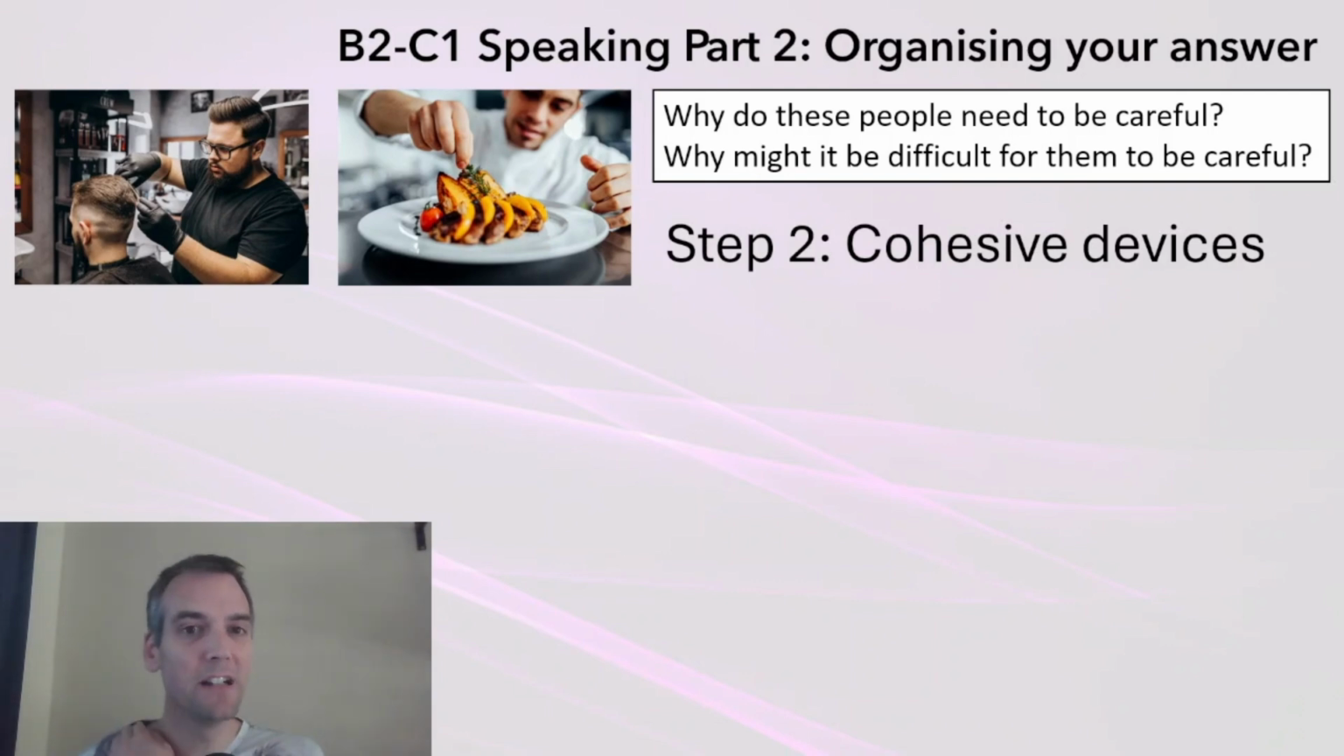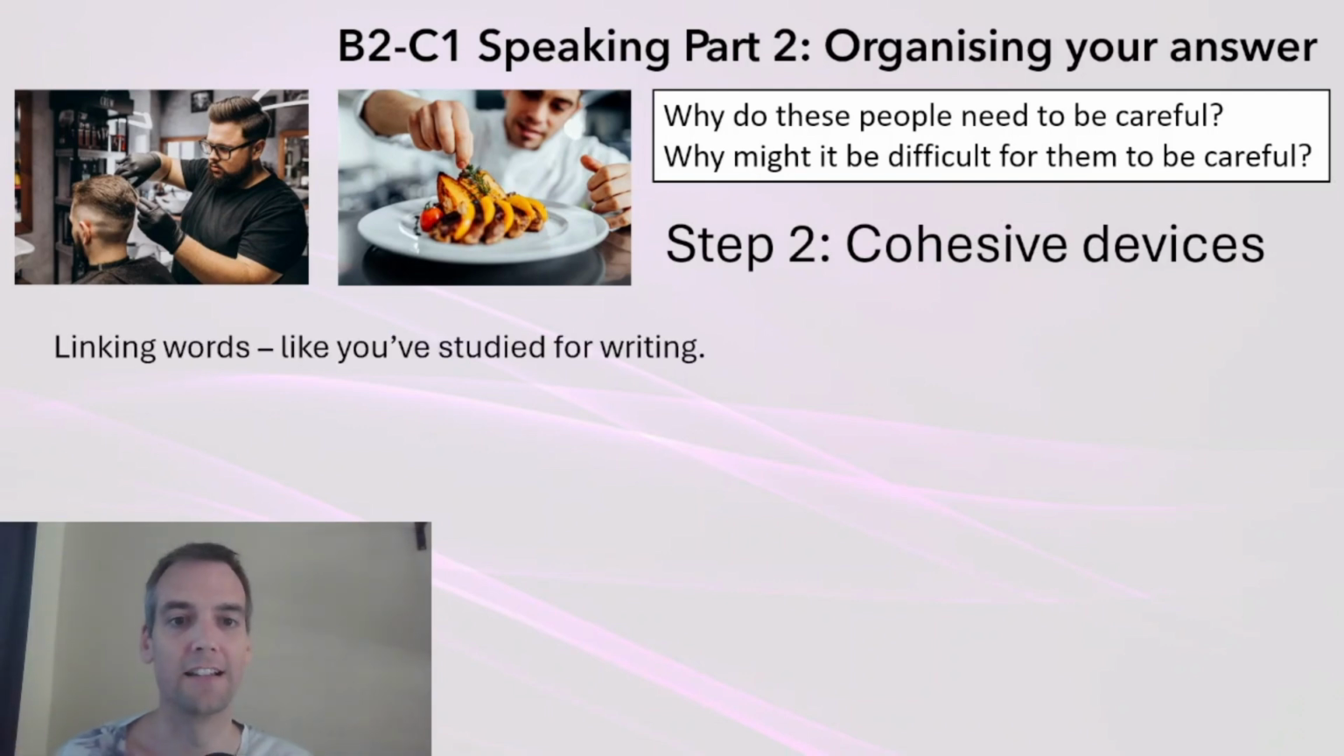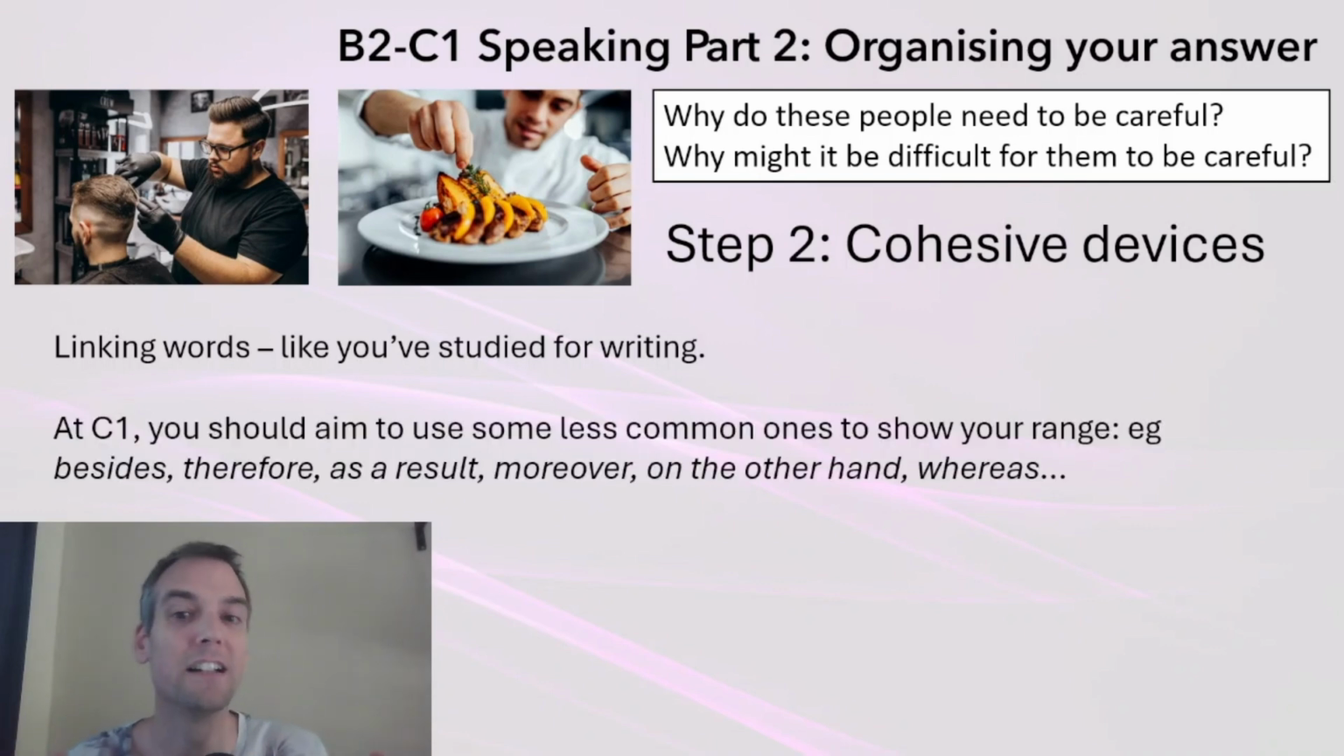Step 2 is similar, but it's the more formal cohesive devices, as in prepositions, linking words, just like you've studied for writing, as I've mentioned in all of my videos. And at C1, we are not just using and, but, also typical linking words. We're trying to throw in some slightly more unusual ones, again, to show that we've got that range and to show that we can organize ideas in a slightly more nuanced way.